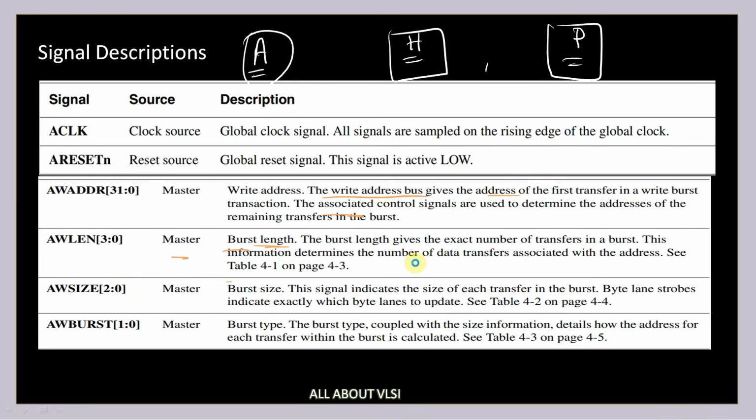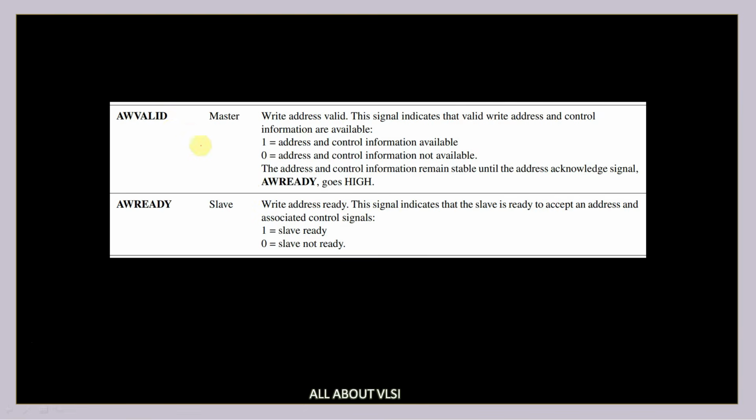Next we are going to have something known as AW valid. Now this AW valid is going to tell you whether the address given by our master is a valid address and the control information given by our master is valid control information. This signal indicates whether the write address and control information are valid or not. If this signal is equal to 1, then the address and control information given by the master is valid, or if it is equal to 0, then the address and control information given by our master is not valid. The address and control information remains stable until the address acknowledge signal, that is AW ready, goes high.